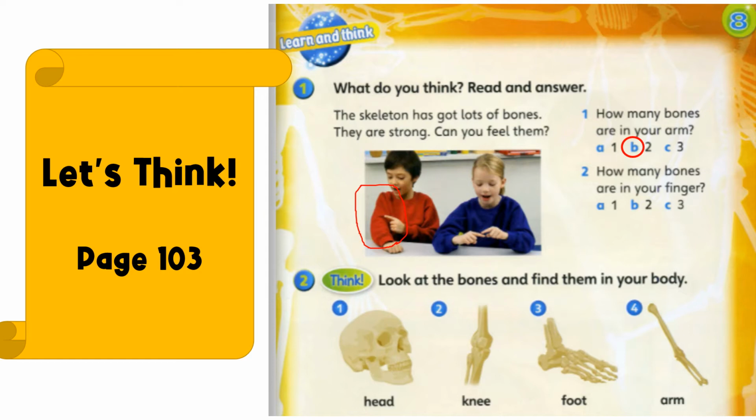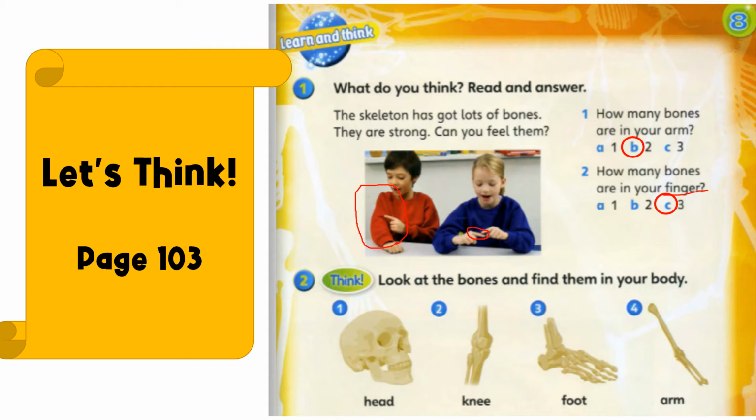Question number 2. How many bones are in your finger? Not fingers, but finger means hanya satu jari. Berapakah jumlah tulang yang ada dalam satu jari? In your finger. Can you count now? Very good. The answer is 3.